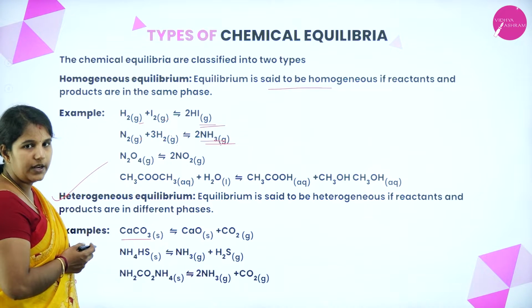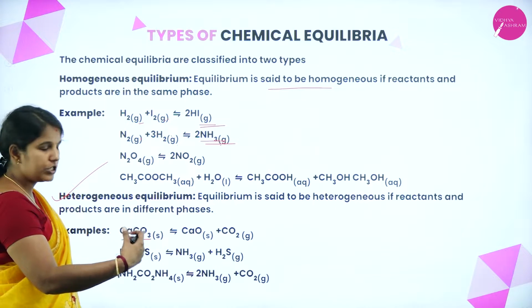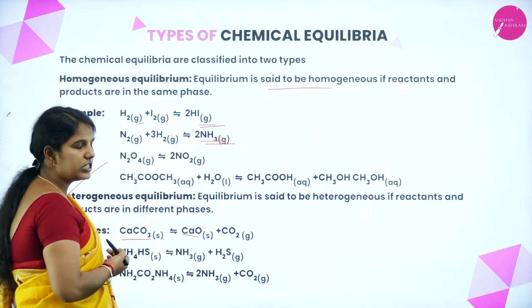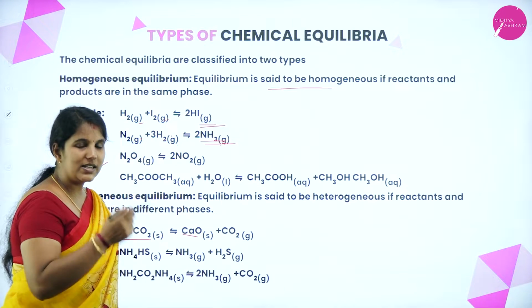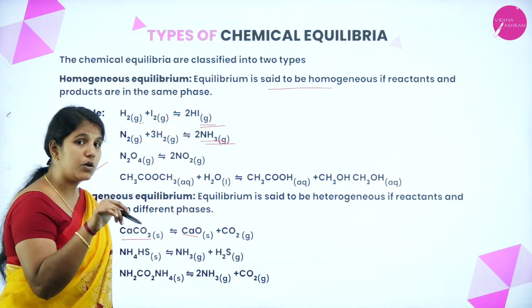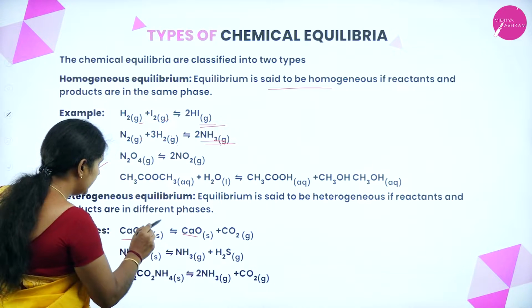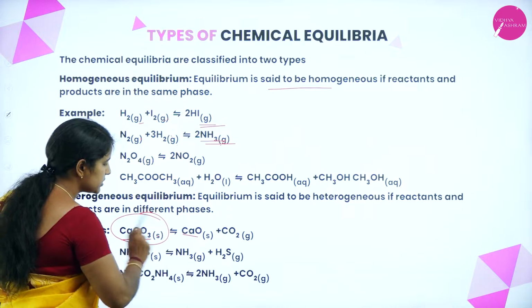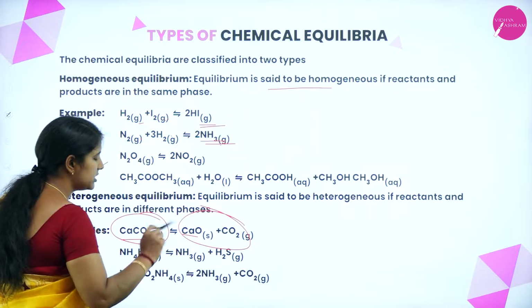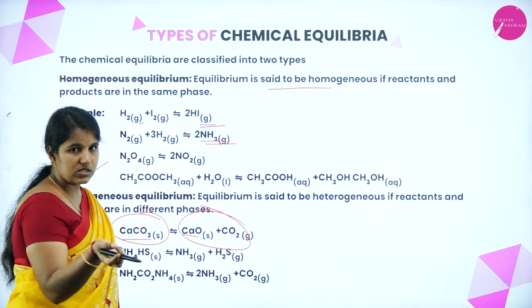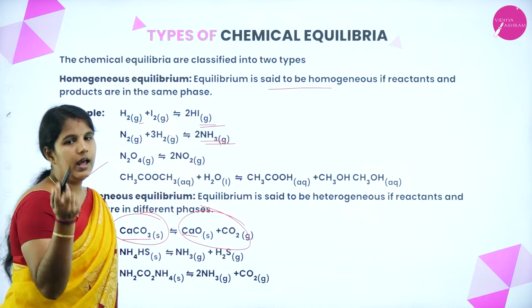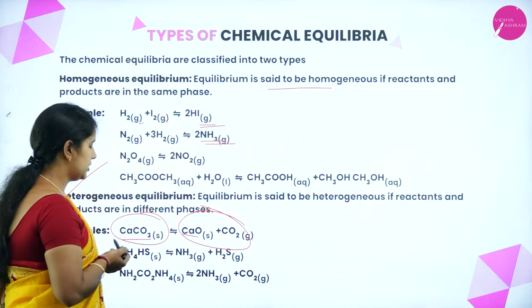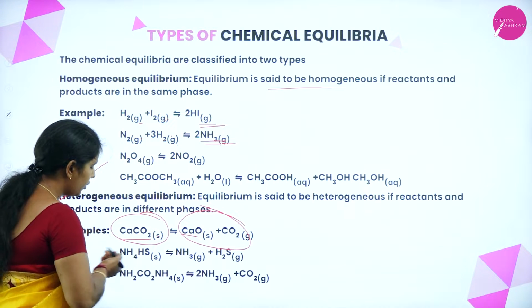We'll take up the example of calcium carbonate only. The calcium carbonate is a solid. During the decomposition, it decomposes to give calcium oxide and carbon dioxide. Carbon dioxide is a gas, whereas the calcium oxide is a solid. You can see that my reactant is present in a solid state, whereas my products are present in different phases. That is, one is present in the solid state and the other in the gaseous state.